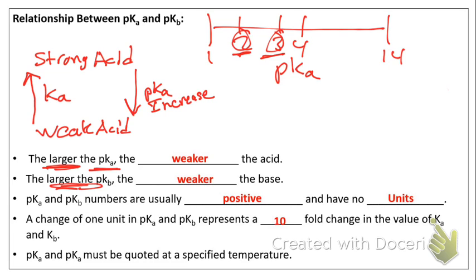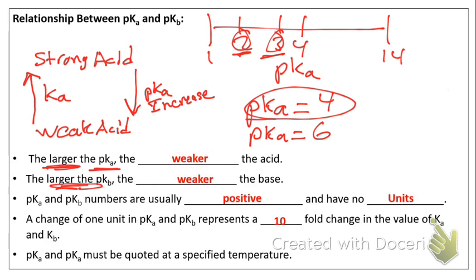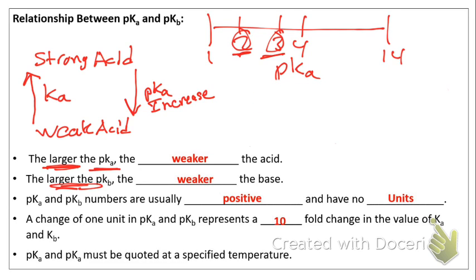So again, let's check your understanding. You have a pKa of 4 versus a pKa of 6. Which one is the stronger acid? That's right, the pKa of 4, because it's a smaller value. The smaller the value, the stronger the acid, which also means that it's going to have a larger Ka. This one will have a larger Ka than the other one. Okay, so just a check for your understanding.